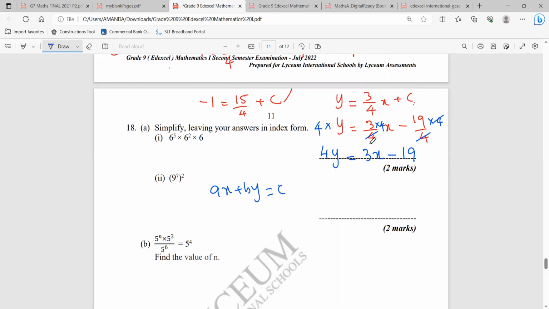So I'm going to take y to the right-hand side. When you do that, it's 3x minus 4y, and c will go to the other side. So c will become positive 19. So this is the answer in the way they have asked. So 3x minus 4y equals 19 is the one.